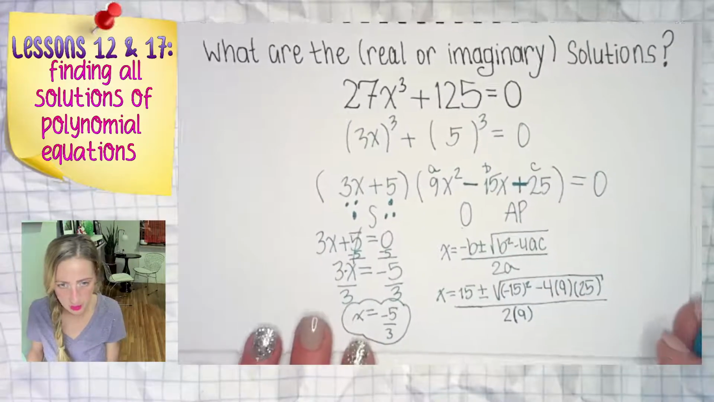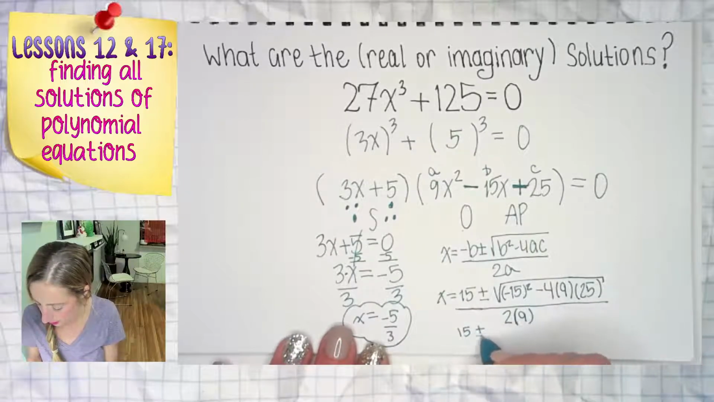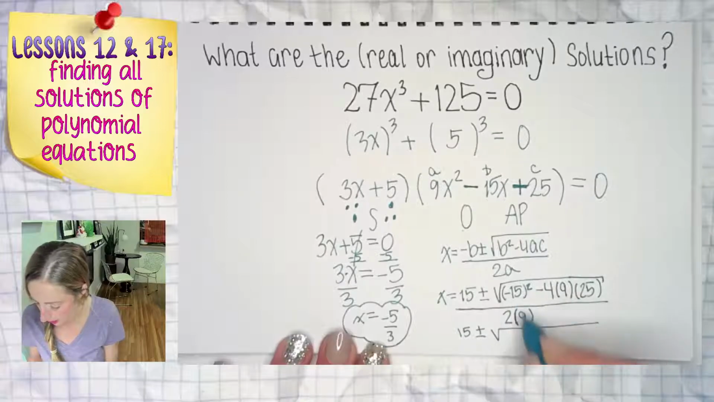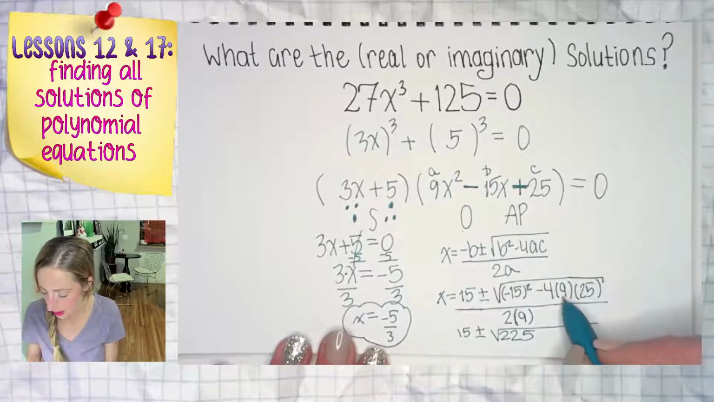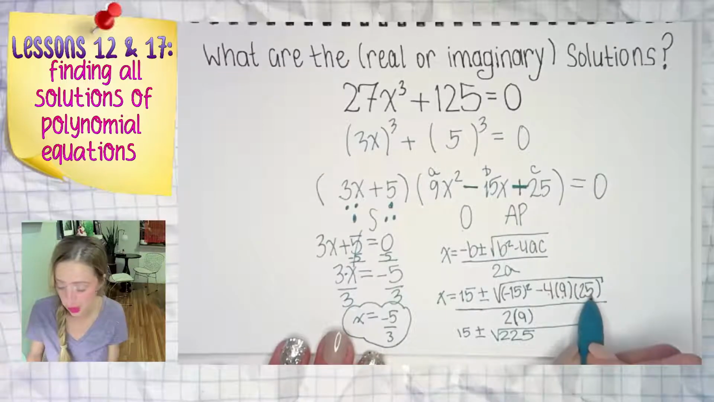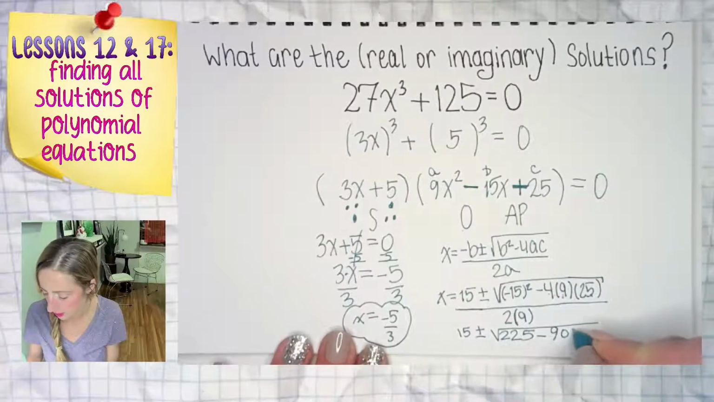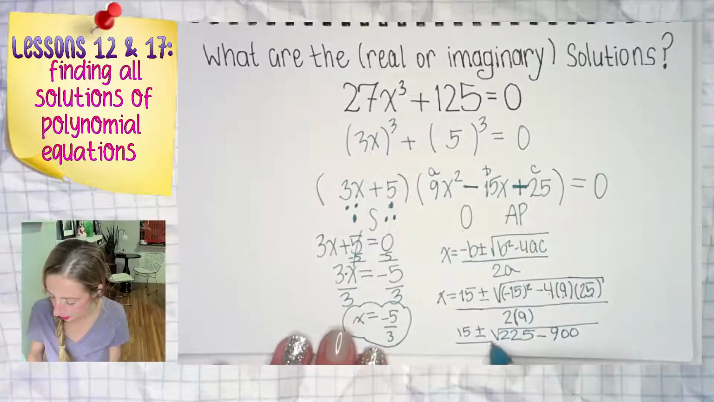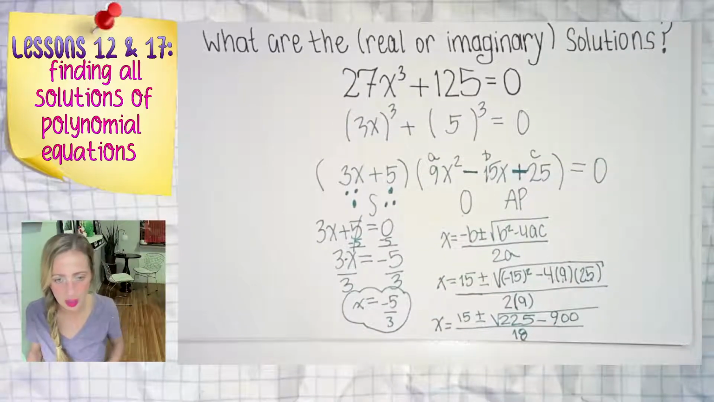Now, cleaning it up some more. So let's see what we could fit. So 15 plus minus the square root of, okay, negative 15 squared is 225. 4 times 9 is 36. 36 times 25. Actually, let's do this. 4 times 25 is 100. Oh my gosh. 100 times 9 is 900. That was easier. All over 18. Oh boy. Running out of paper and have a barky dog. So we're here right now.